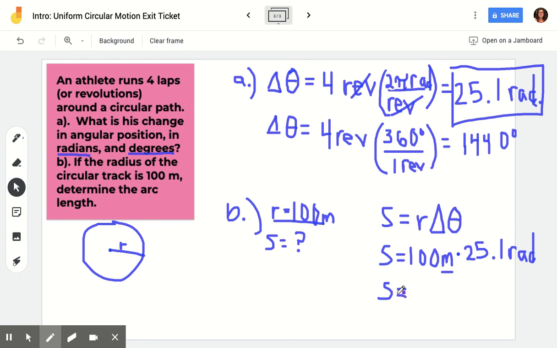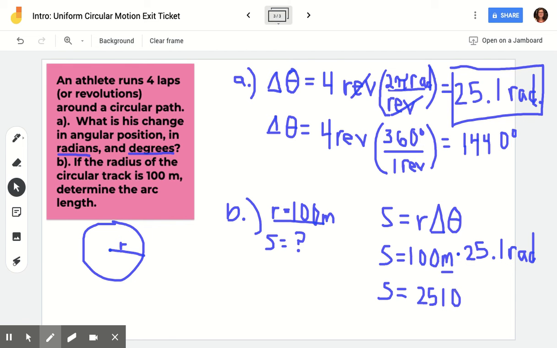I would not want to be running this arc length today at 80 degrees outside, so not an ideal distance here to have to run on a day like today.